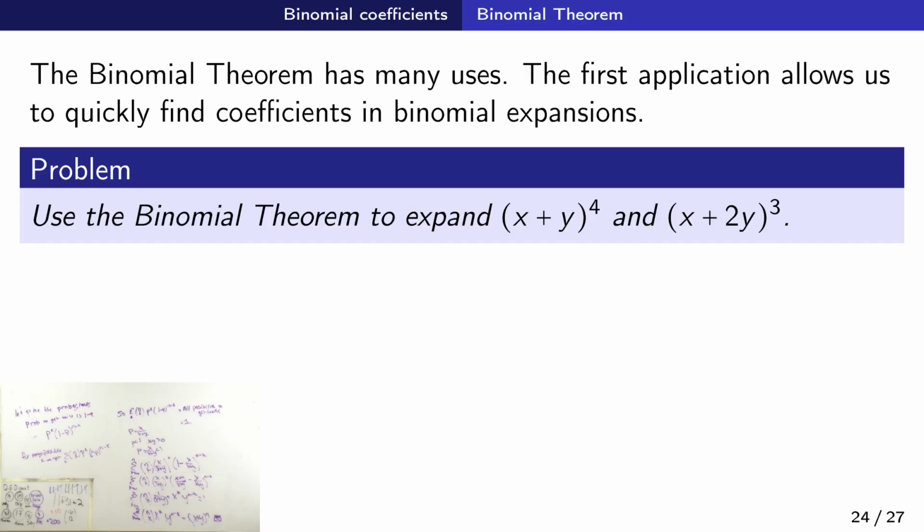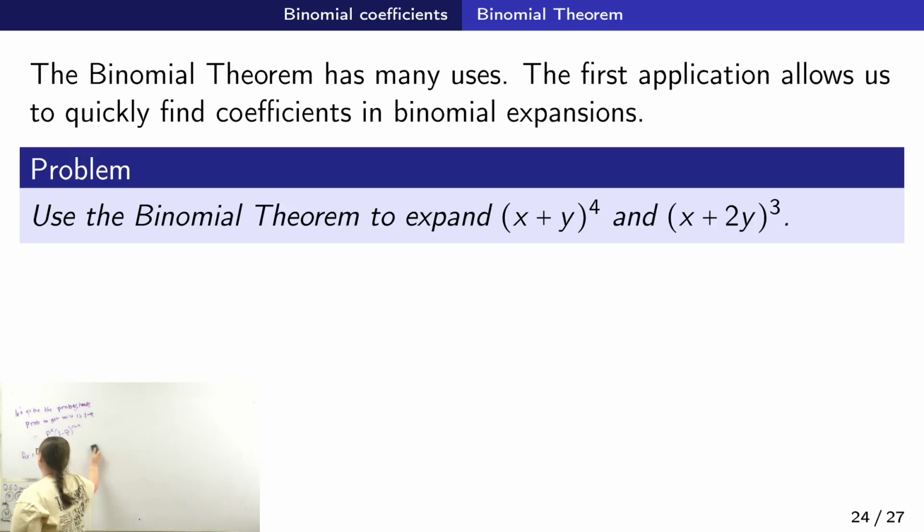Okay, so as the slide says, the binomial theorem has many uses. The first application allows us to quickly find the coefficients in binomial expansions, which we kind of talked about. So we can use the binomial theorem to expand x plus y to the 4th, and this one's kind of fun, x plus 2y to the 3rd. This will be pretty quick. I think we can do it.